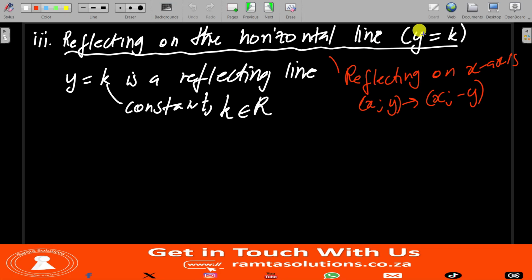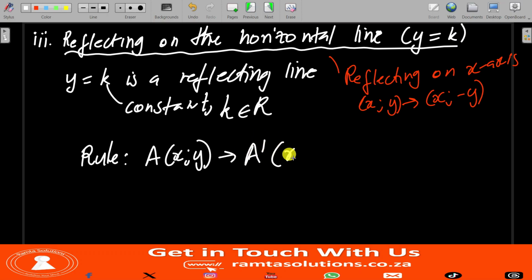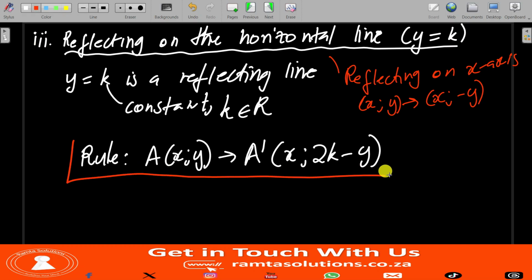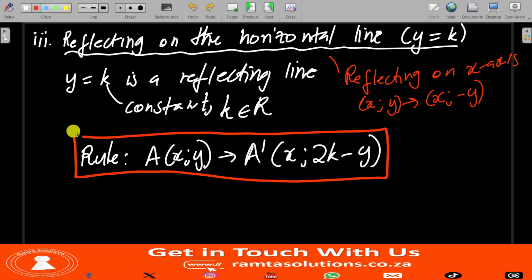So here, the reflecting line is k. We can therefore say the rule: if we have A with coordinates x, y, the reflection will be A prime, with x remaining the same, but y becoming 2k minus y, where k is the horizontal line that you are reflecting on. You guys follow?